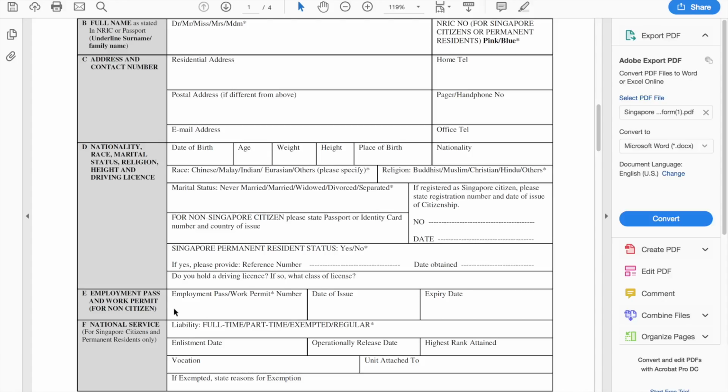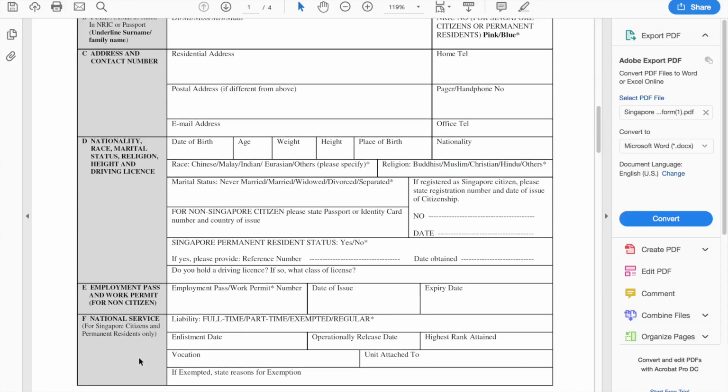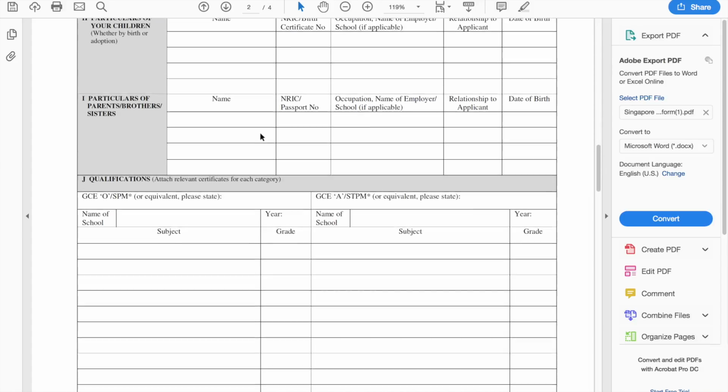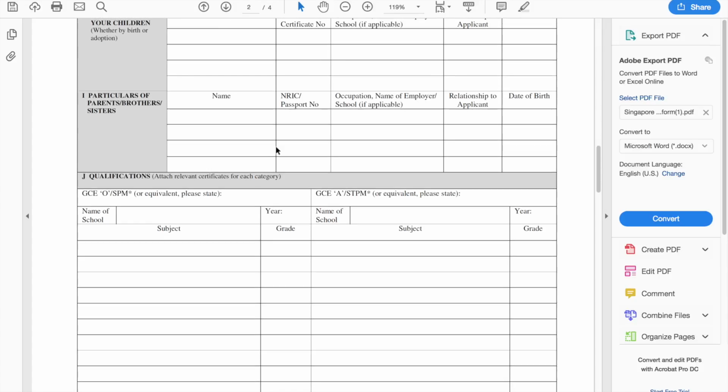Now this part is a little bit critical, which talks about employment pass and work permit for non-citizens. I understand that if you're filling the form from your country outside of Singapore, just go ahead and put not applicable. This is only applicable to Singapore citizens and permanent residents. So if you're filling the form from an overseas country, you don't have to fill in this information at all. Moving on, let's go to the next page.